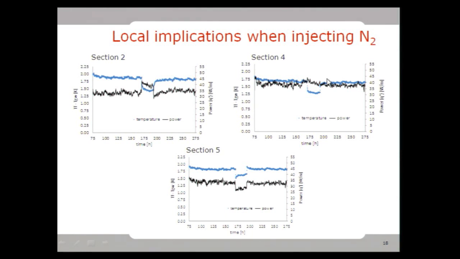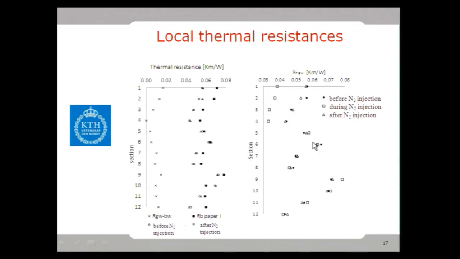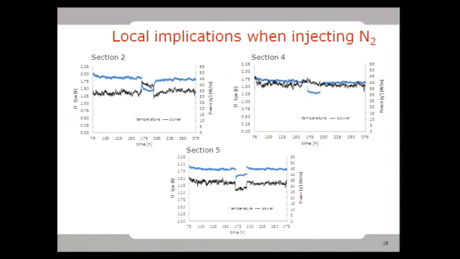On Section 4, which is by the injection point, the power stays the same, but the temperature difference decreases. And under the injection point, both the power and the temperature difference decrease. And this explains the reason why the distribution of the fluid to groundwater thermal resistance is as shown here.